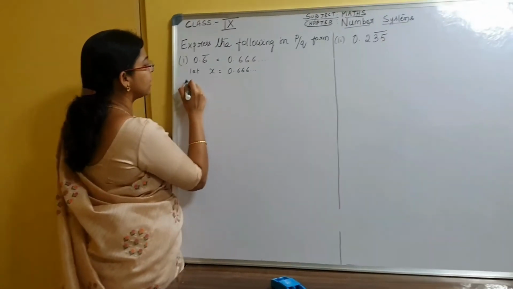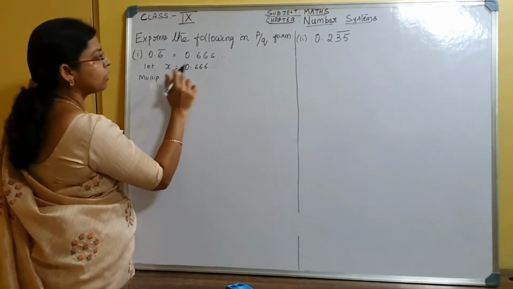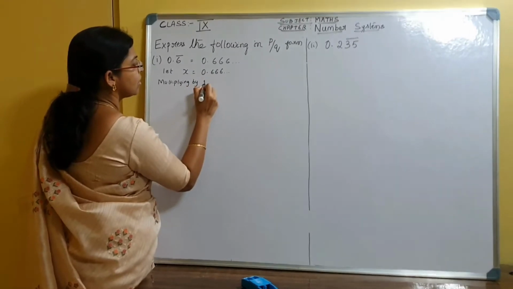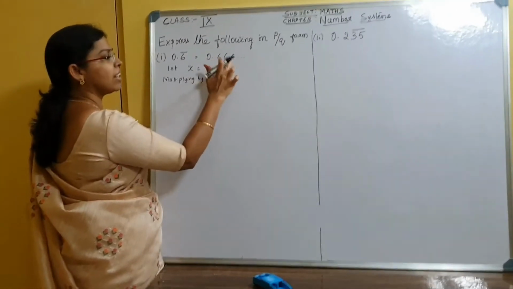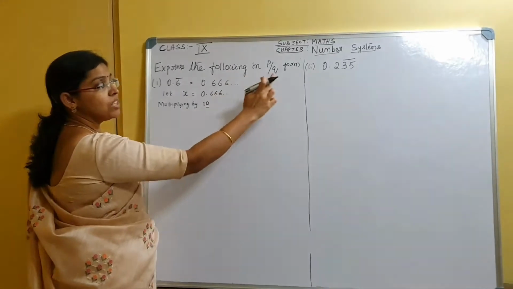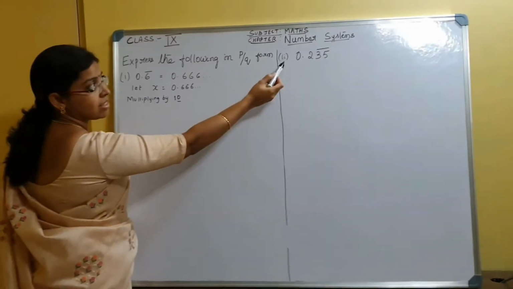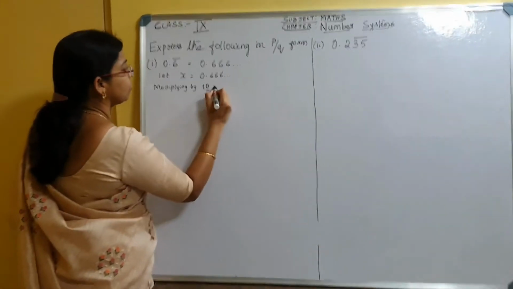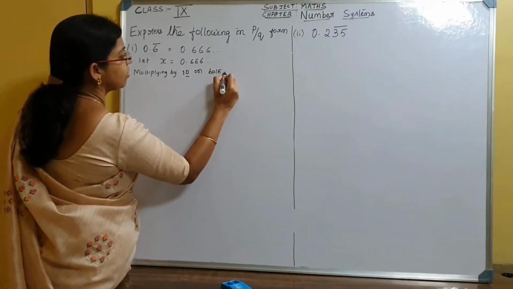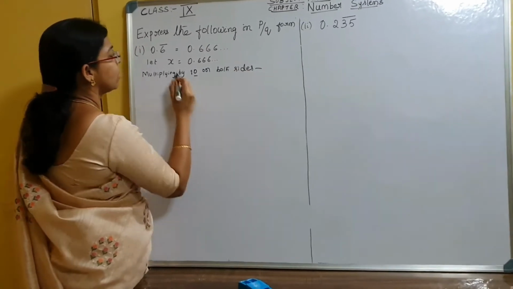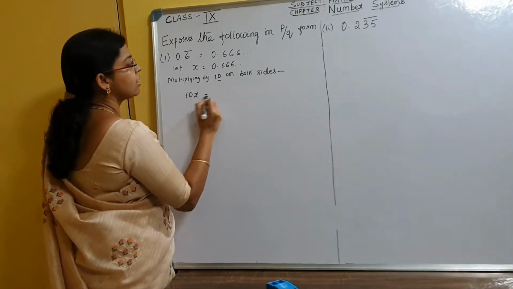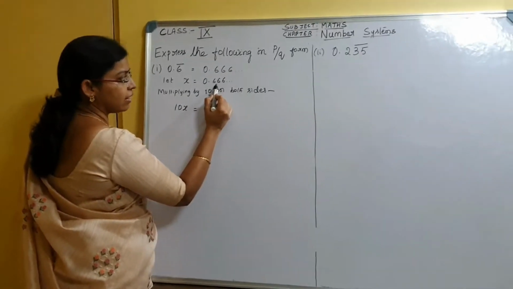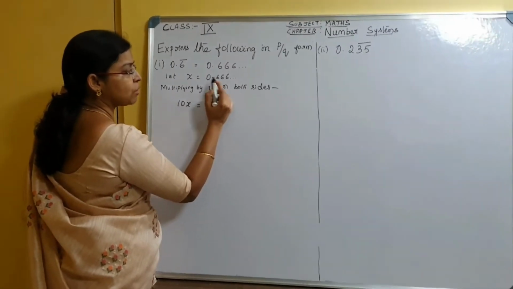Now what we do is multiply on both the sides by 10. Since there is only one digit which is recurring, we are multiplying with 10. If two digits are recurring, like what you see in the second problem, we will multiply with 100 on both the sides. What do we get? 10x is equal to, when we multiply 0.66 by 10, what happens to the decimal point? It gets shifted by one digit.